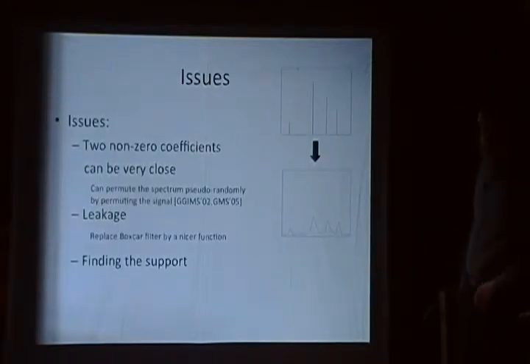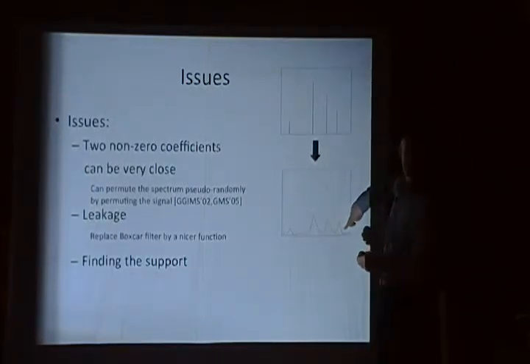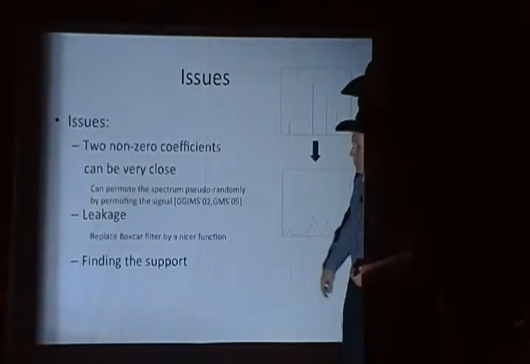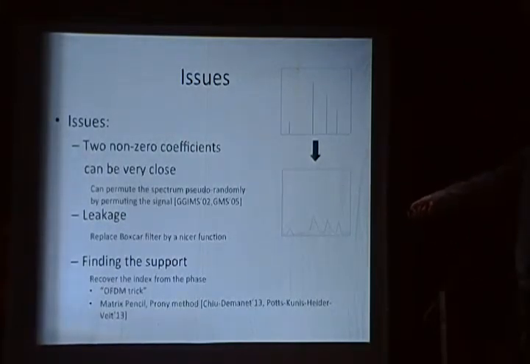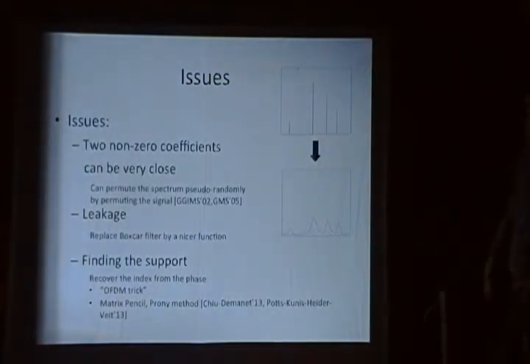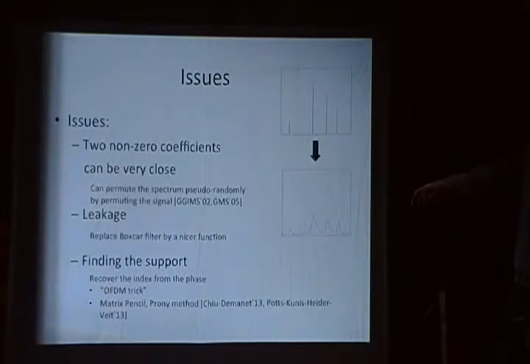The leakage will be resolved by replacing the boxcar filter by a nicer function, such that this fall-off will be much faster. So the frequencies are not going to leak too much to each other. And last but not least, in order to find the support, here we're talking about the exactly sparse case, and then it's particularly simple. Basically, we show how to recover the position from the phase. And by combining these things, essentially that's the main component in our algorithm.